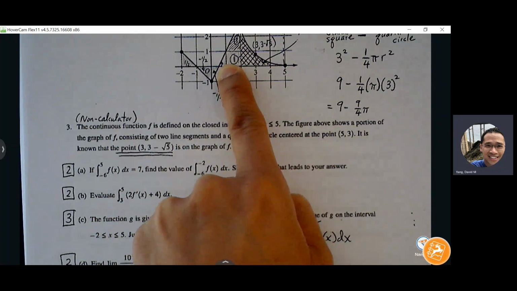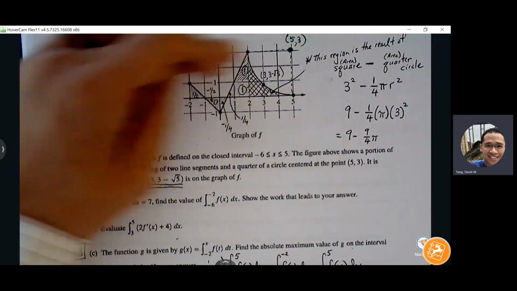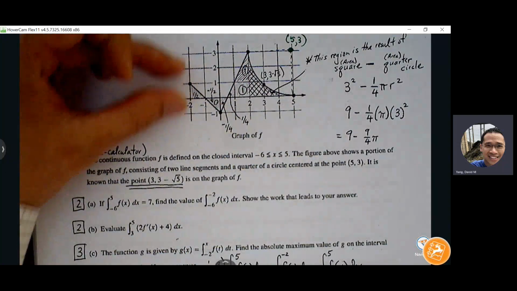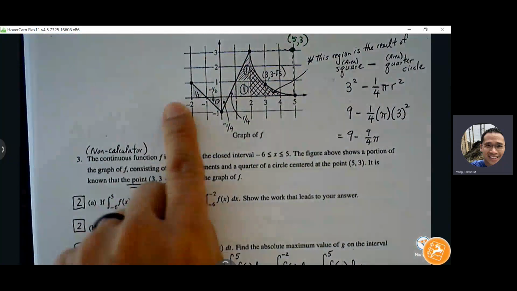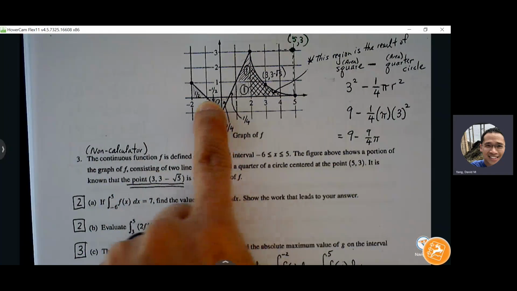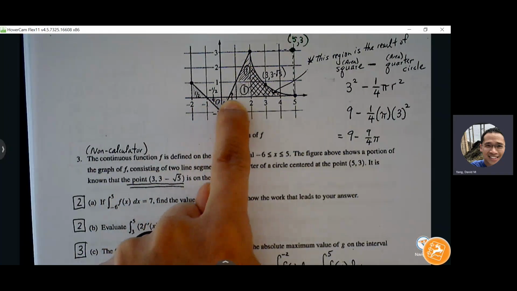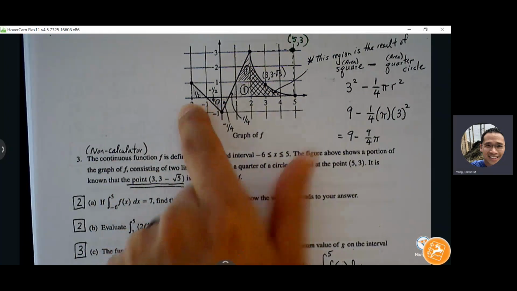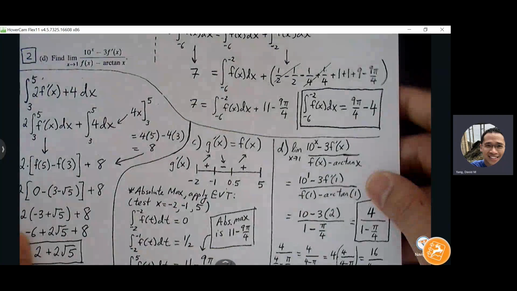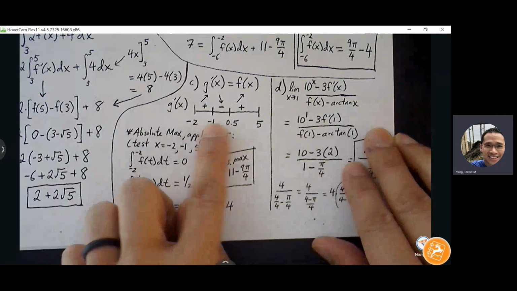Because that's where my x-intercept is, right? So now I've got to think of this as my derivative graph: above and below, positive slope, negative slope. So, sorry, my critical points are at -1 and at 0.5, and then at -2 and 5. Above is positive slope, below is negative slope.